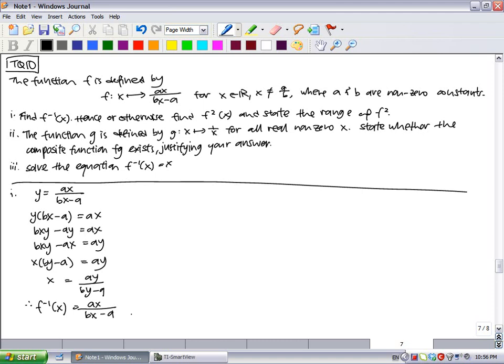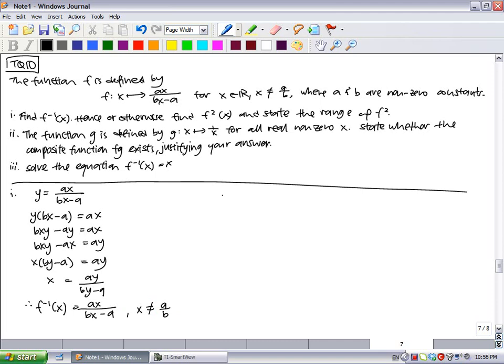And you need to take note that x here cannot be equal to a over b, otherwise the entire denominator will be 0, and so the entire inverse will not be defined. Okay. Hence or otherwise, find f squared x.